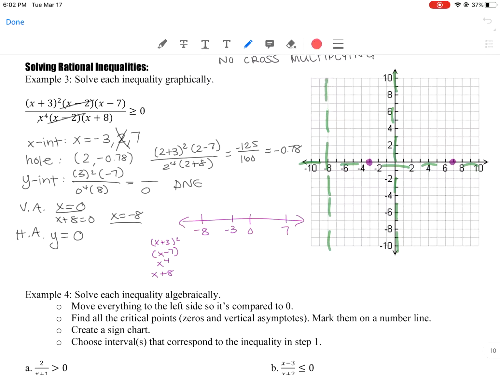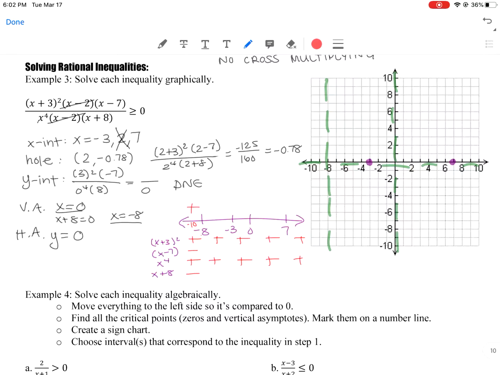Okay, so now let's figure out the signs here. A negative 10, anything squared, will always be positive. Even anything to the 4th will always be positive, so those are easy. But now it's talking about negative 10. Negative 10 minus 7 is negative. Negative 10 minus 8 is negative, so this interval is positive.